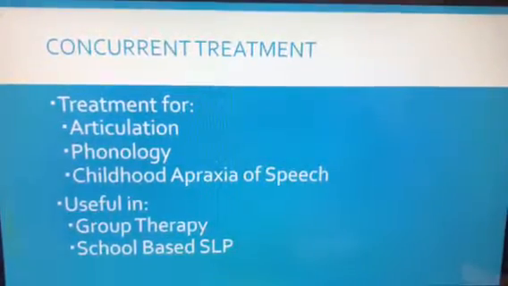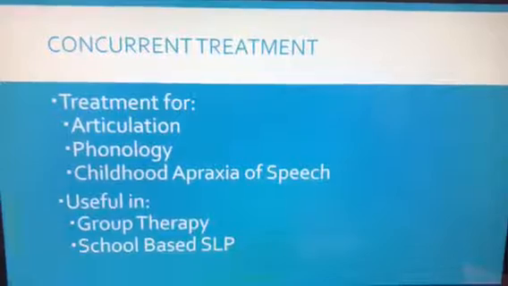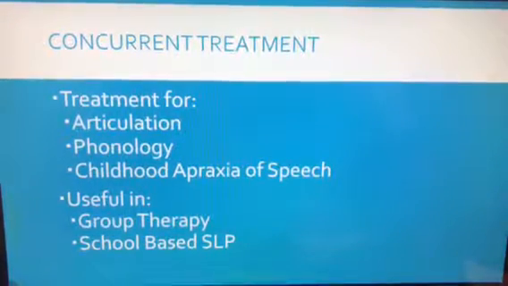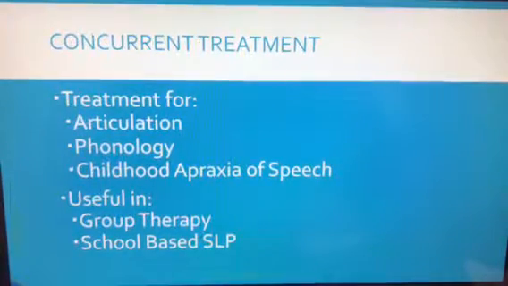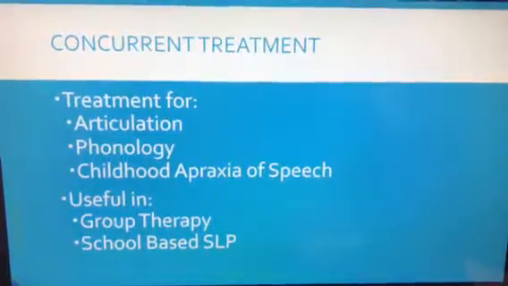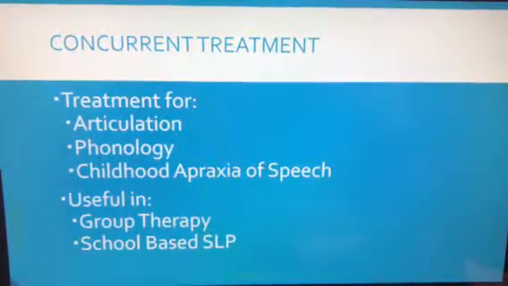Great job! In summary, concurrent treatment uses the principles of motor learning. It's treatment for articulation, phonology, and childhood apraxia of speech. It's excellent for group therapy as well as school-based SLPs.